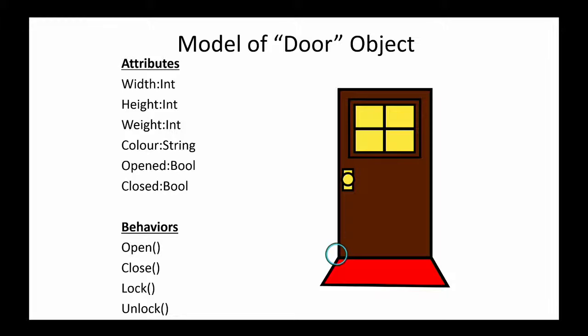Let's look at the behaviors of the door. I can open the door, I can close the door, I can lock the door, and I can unlock the door. Right? And I said to you, behaviors normally have effects on the attributes. So if I open the door, the opened attribute will be yes, door is opened. If I close the door, the opened attribute will be no, because the door will be not opened.